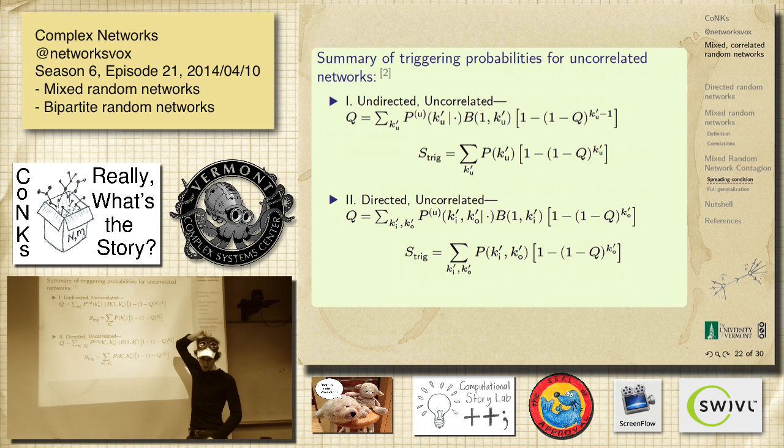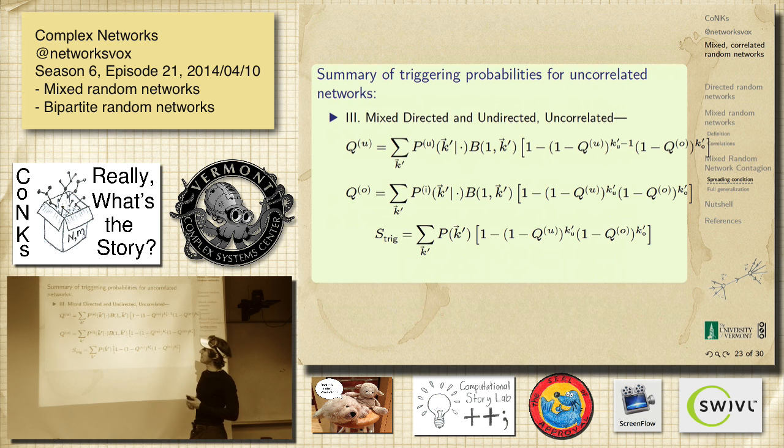You can do this for directed uncorrelated ones, and I won't hurt you too much. Not such a big departure, because now we just divide things up, right? So instead of Ku minus 1, we just have Ko, because there are that many outgoing edges. This is the probability that you connected to someone with that incoming degree. And then this looks the same as well, except this is now out degree. So pretty similar.